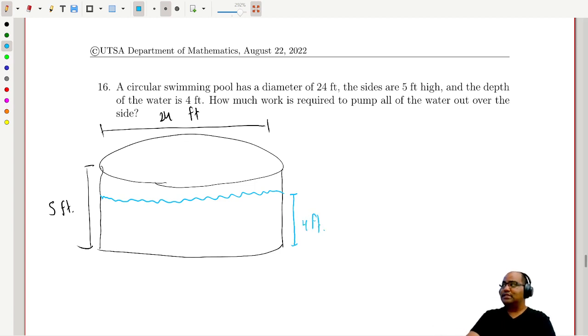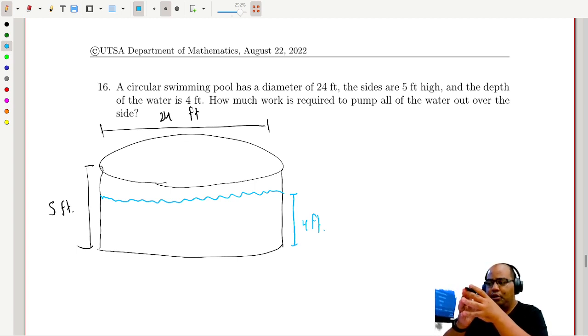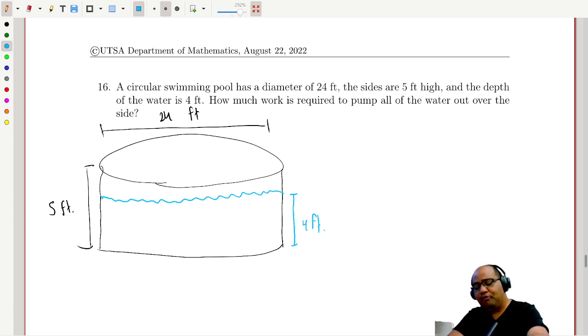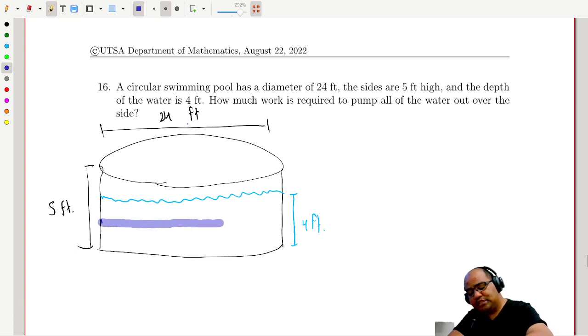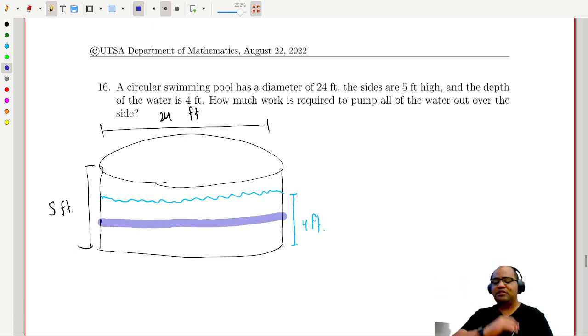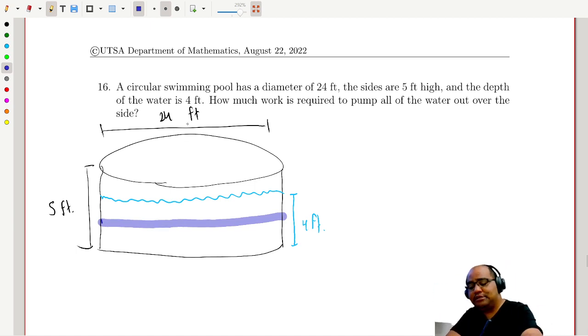The question is, how much work is required to pump all the water out the side of the tank? Okay, over the side of the pool. So we developed a way to do this. We're going to first look at a small volume here. In this dark blue color, we're going to consider this as a small little element of water that we're going to pump up and then sum up all those little pieces here, okay?